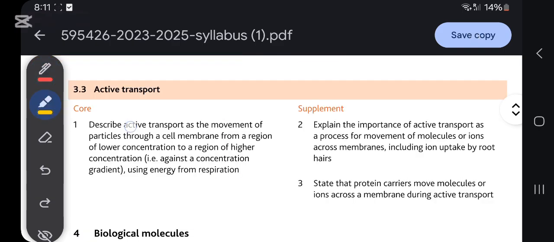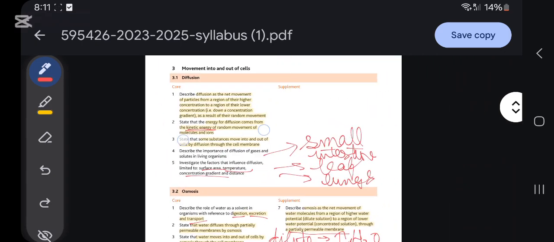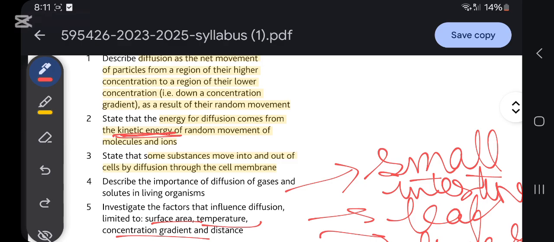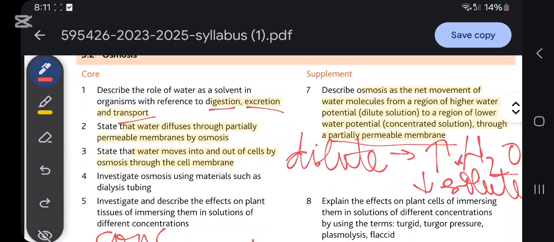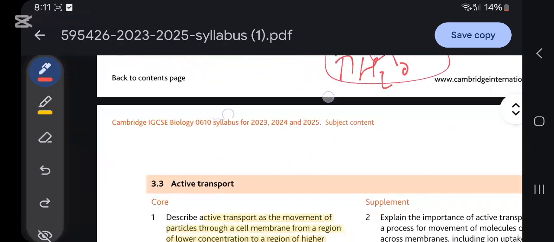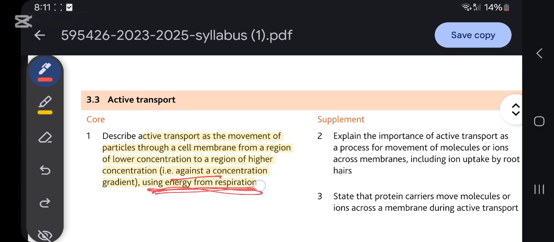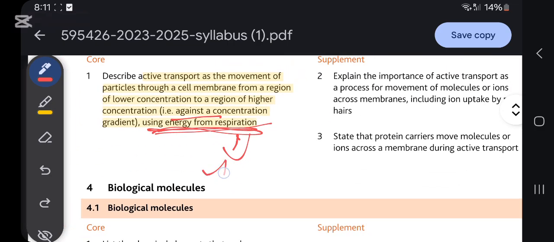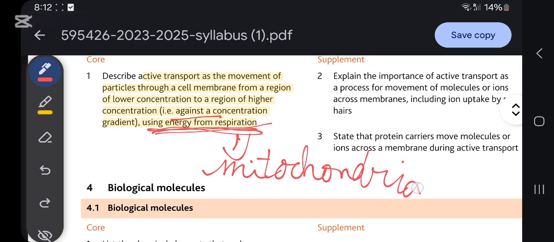Now, what is active transport? Active transport is the movement of particles through a cell membrane from a region of their lower concentration to a region of their higher concentration. This happens against a concentration gradient, and it uses energy from respiration. Remember, for diffusion, the energy was coming from the kinetic energy of the random movement of the molecules or ions, and the same thing for osmosis. But here, the energy for active transport comes from respiration, which happens in mitochondria, as we discussed before.